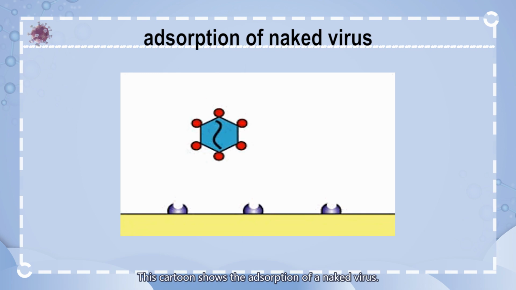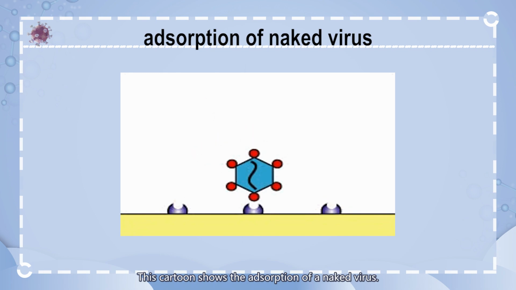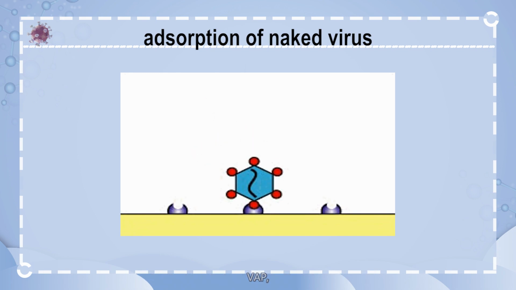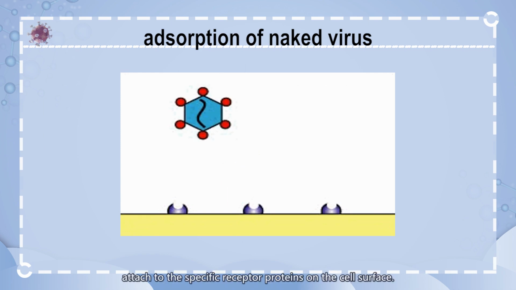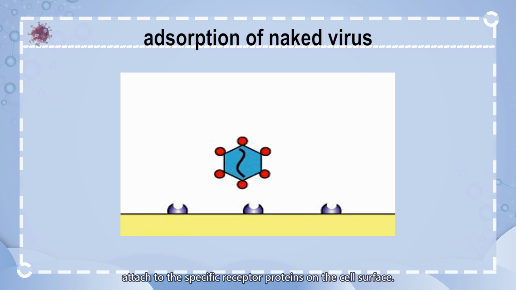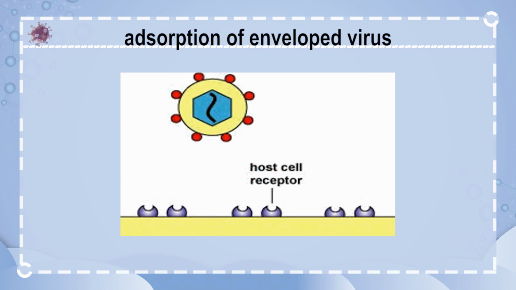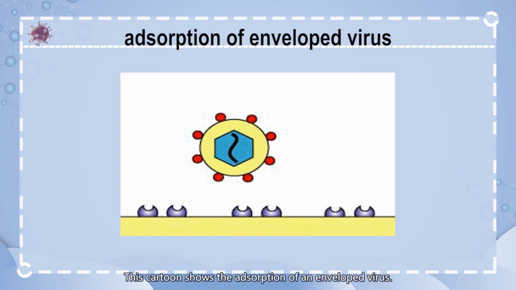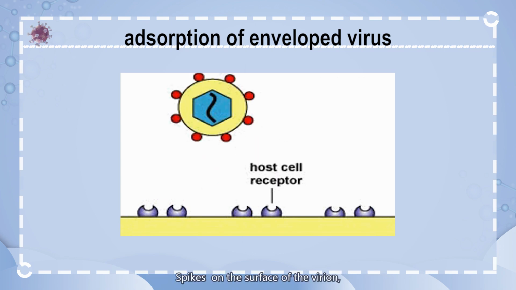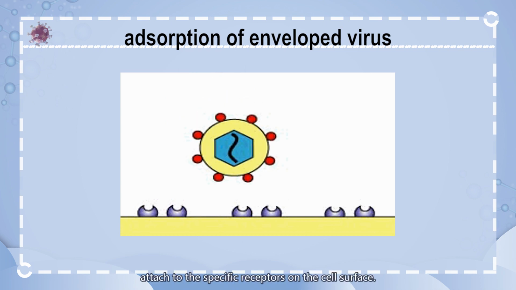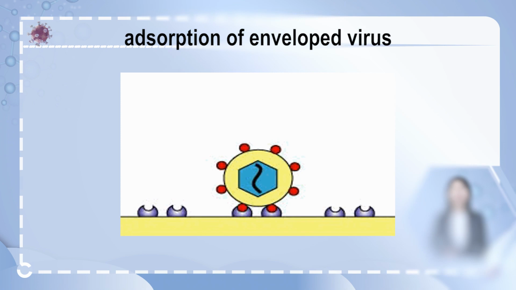This cartoon shows the adsorption of a naked virus. VAP, the proteins on the surface of the virion, attach to the specific receptor proteins on the cell surface. This cartoon shows the adsorption of an enveloped virus. Spikes on the surface of the virion attach to the specific receptors on the cell surface.